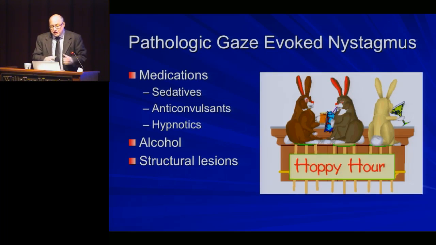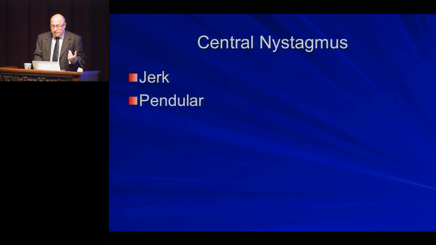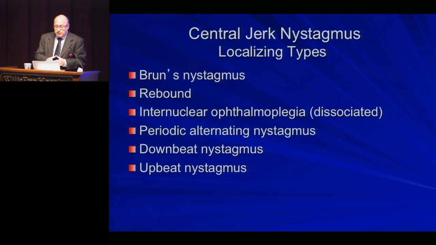However, there's also pathologic gaze-evoked nystagmus, which most commonly is due to medications, as we talked about, or alcohol, but also structural lesions in the brain. So we're going to talk now about central nystagmus, and we're going to separate them into jerk nystagmus and pendular, and we're going to try to see whether any of these localize to different parts of the brain. These are the localizing types: Bruns, rebound, INO, periodic alternating, downbeat, and upbeat.